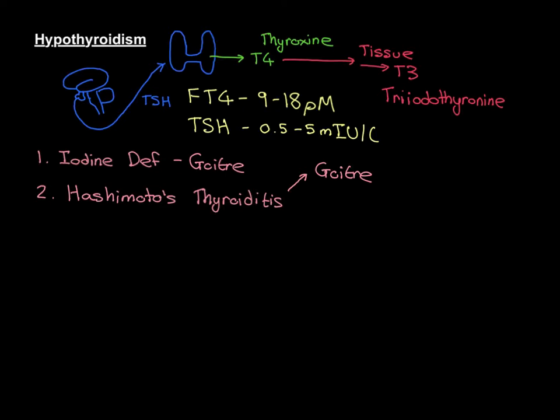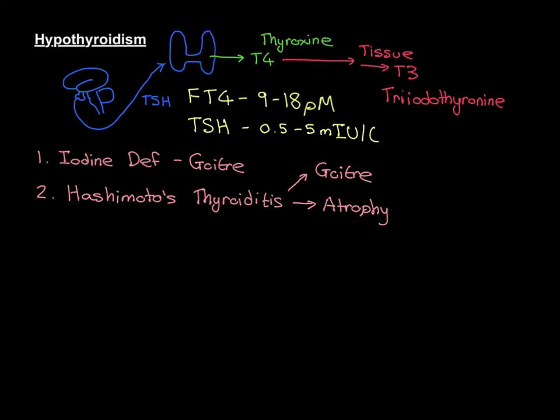Alternatively, what can happen is the whole thyroid can atrophy. So the autoimmune disease destroys the thyroid tissue and it isn't replaced by a huge amount of scar tissue, so the whole thing just shrinks down, it atrophies. And that is quite common as well.